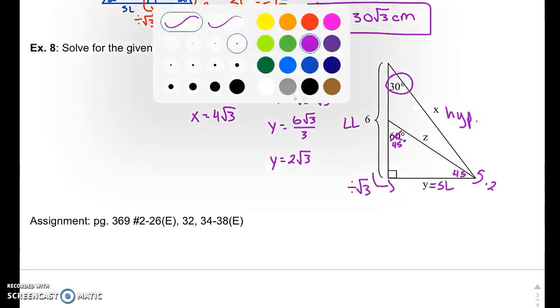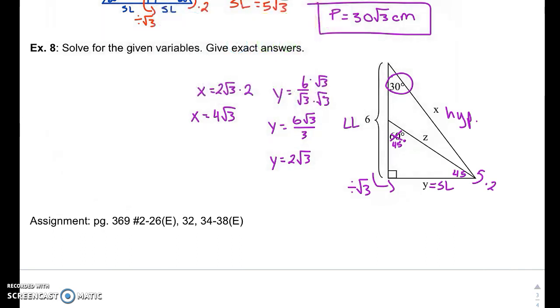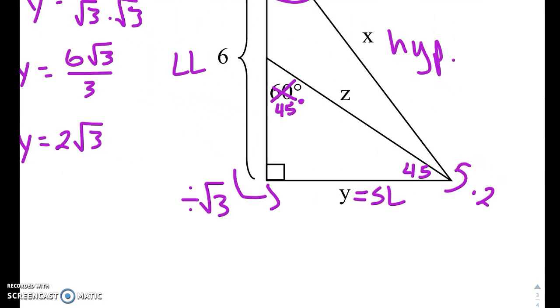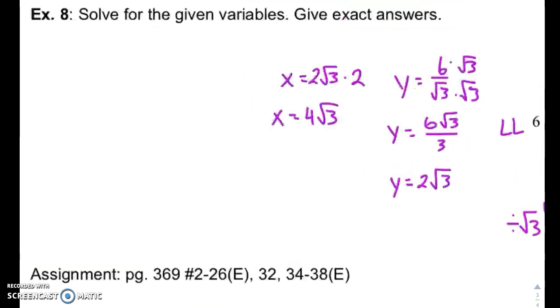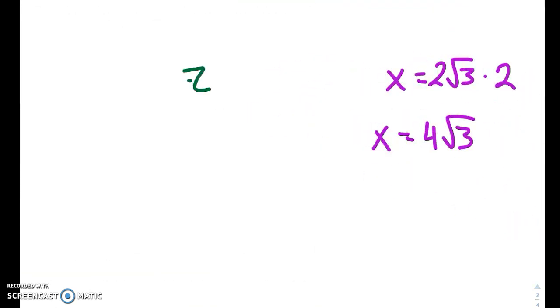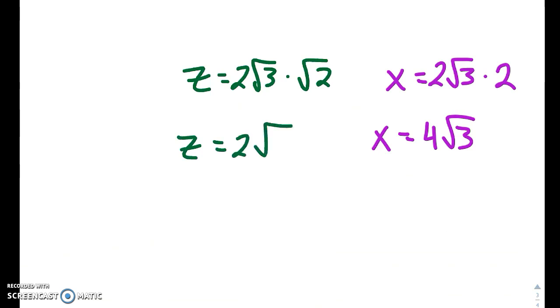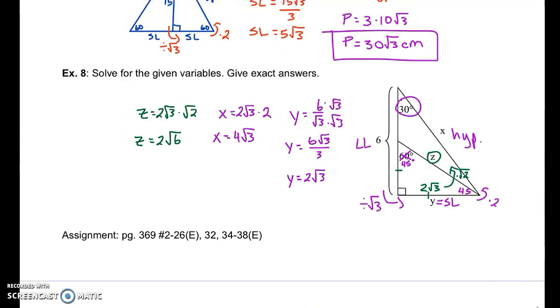Now I need to look at the 45 triangle inside here. So we know that these are the two legs. Now pictures lie. It obviously does not look like 45, 45, but it is. So this leg is 2 radical 3. And we need to get to the hypotenuse, which is z. Going from leg to hypotenuse on a 45, 45 is multiplying by radical 2. So z equals 2 radical 3 times radical 2. So z equals 2 radical 6. Cannot break 6 down, so we are done.